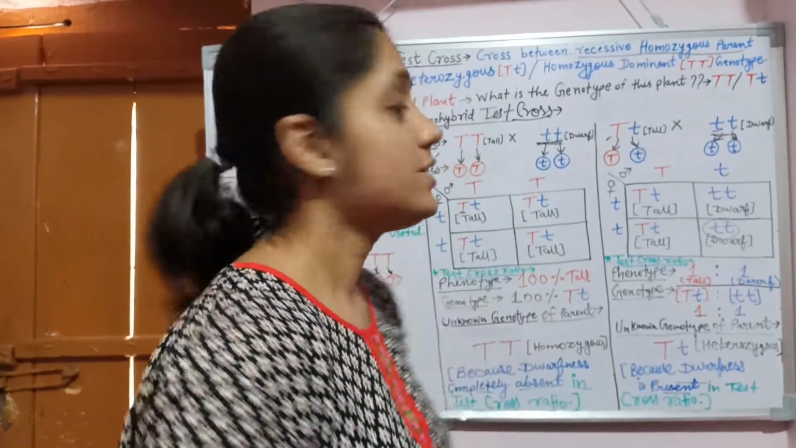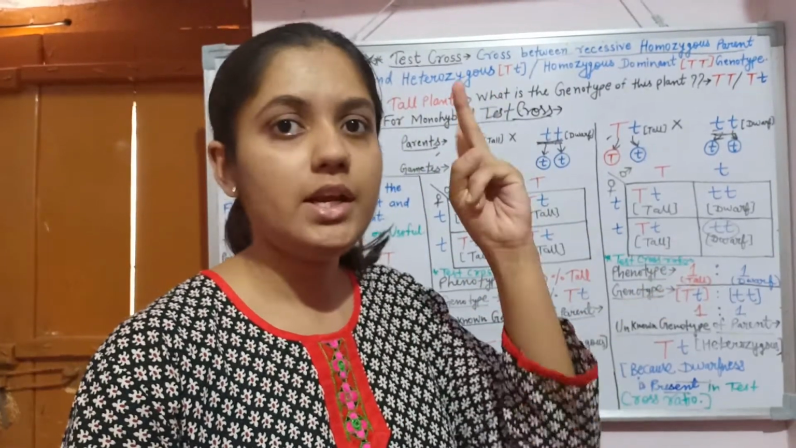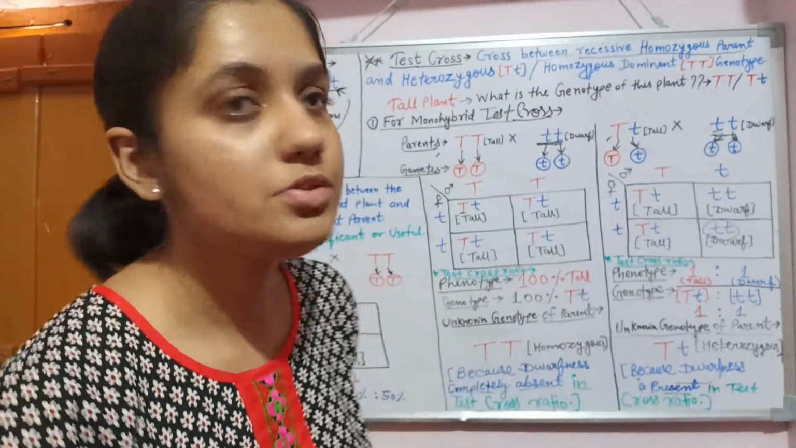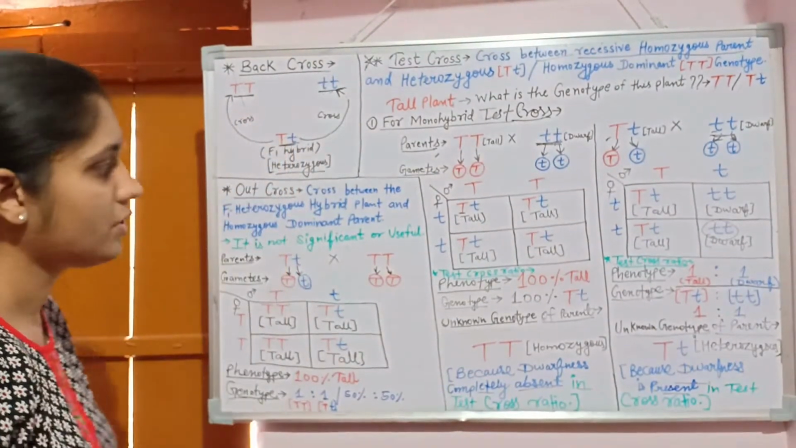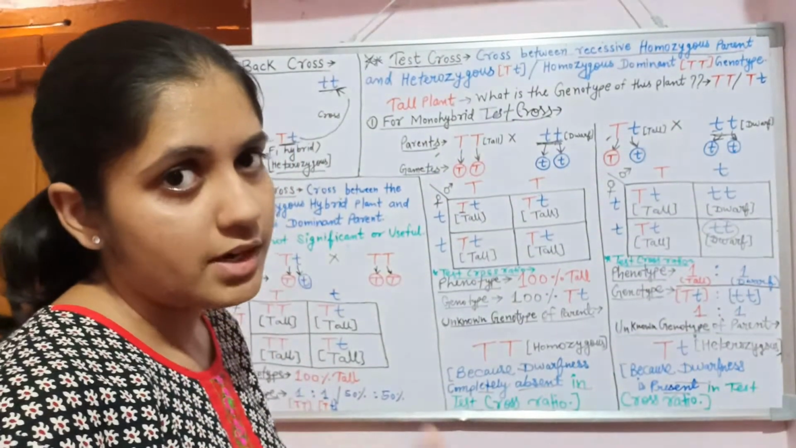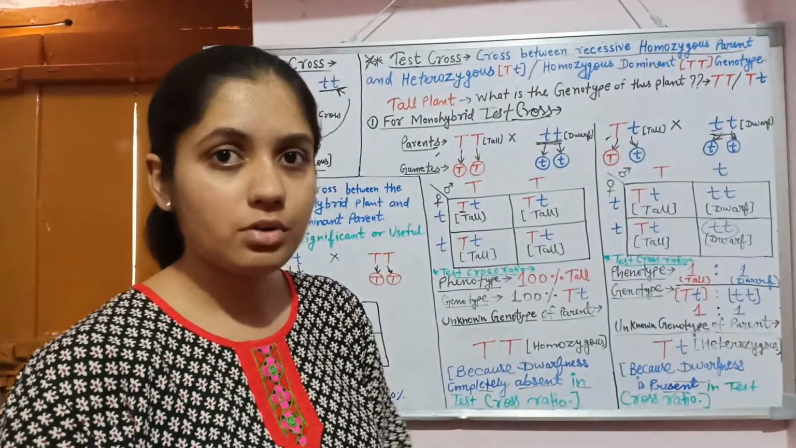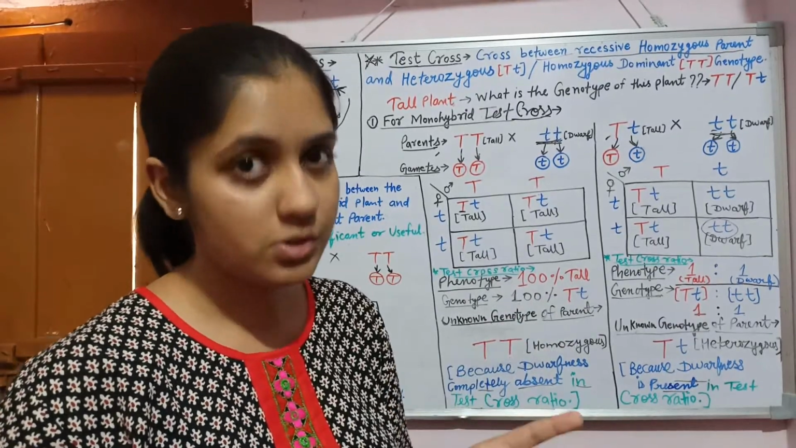Okay, today we will discuss three topics. The first is the back cross, the second is the test cross, and the third is the out cross. So first of all, what is the back cross? To understand the back cross, you must understand Mendel's monohybrid cross, on which the two laws, the law of dominance and the law of segregation, are based.